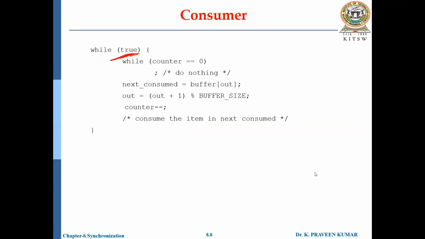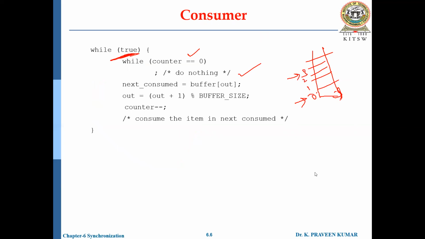Right. So while counter is equal to 0, and counter is initially 0, that means there is nothing to consume. There is nothing to consume, so do nothing. Next, else, that means if counter is greater than 1, for example, somewhere at 3, then what you have to do?